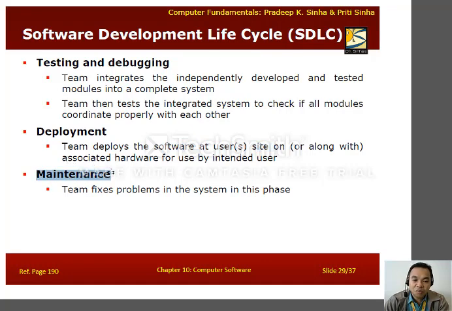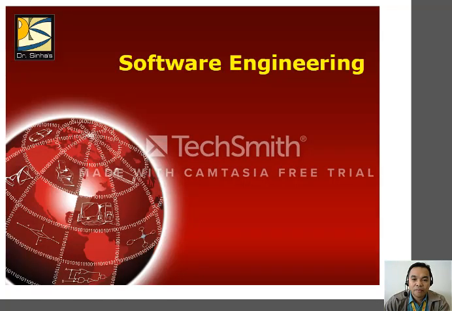The last phase is maintenance. It means that the project team fixes problems in the system from all of the phases. So they are going to get the feedback, and of course if there are errors, you are going to fix those errors or bugs. What is software engineering in computing?